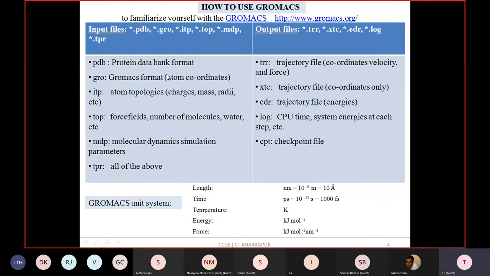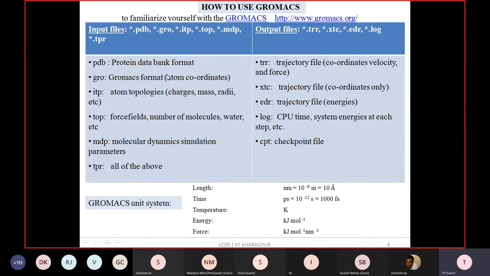Next, as we understood from the previous slide, we first need coordinates. We need a force field, which needs to be defined in a kind of file. And that file in GROMACS is known as the topology file.